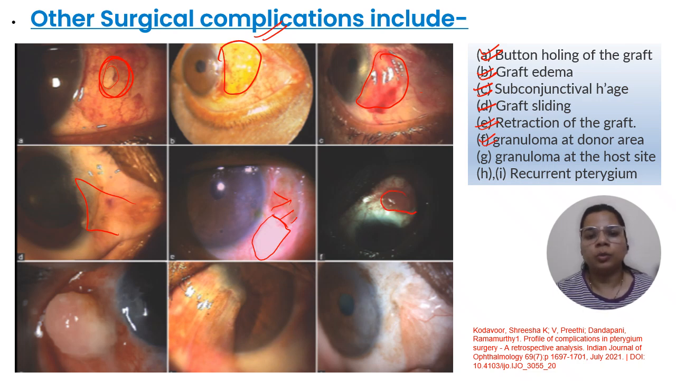Next is granuloma. At the donor area, there is formation of granuloma. Next is granuloma at the host site. And figures H and I show the types of recurrent pterygium.